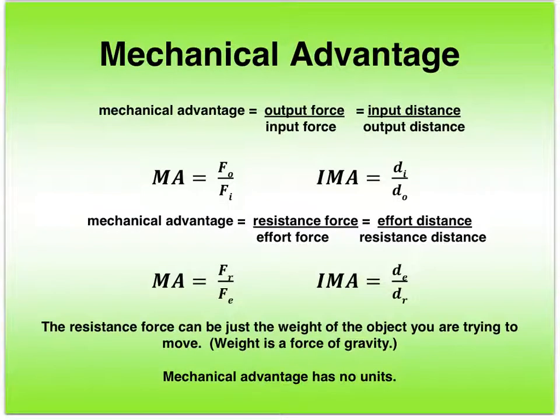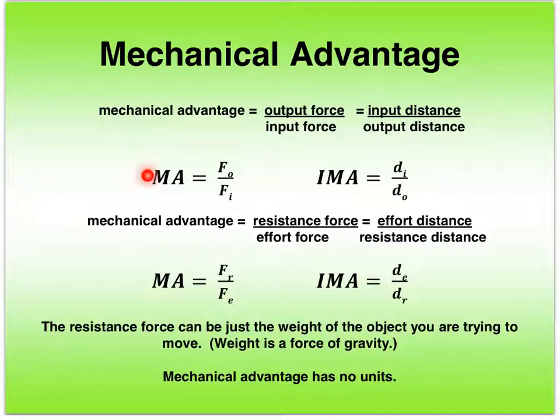So mechanical advantage is the ratio of the output force over the input force, how much you get out of it versus how much you put into it. And it's also the ratio of the input distance over the output distance. Now these are opposites because, like I said in the other slide, you can't have both increasing at the same time. So as I increase my output force, my output distance would decrease. They're inverses of each other.